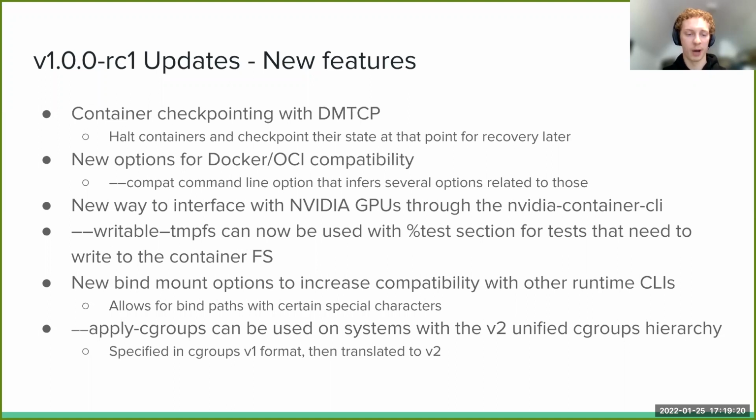There are new bind mount options to increase compatibility with other runtime CLIs. This is a new way to specify directories that you want added or bound into the container you want to run. This also allows for bind paths with certain special characters, increasing compatibility. And then the apply cgroups option can be used on systems with the version 2 unified cgroups hierarchy. You still have to specify things in the cgroups v1 format in Apptainer's configuration where you do this, but then it's translated to v2 and there's compatibility for that now.